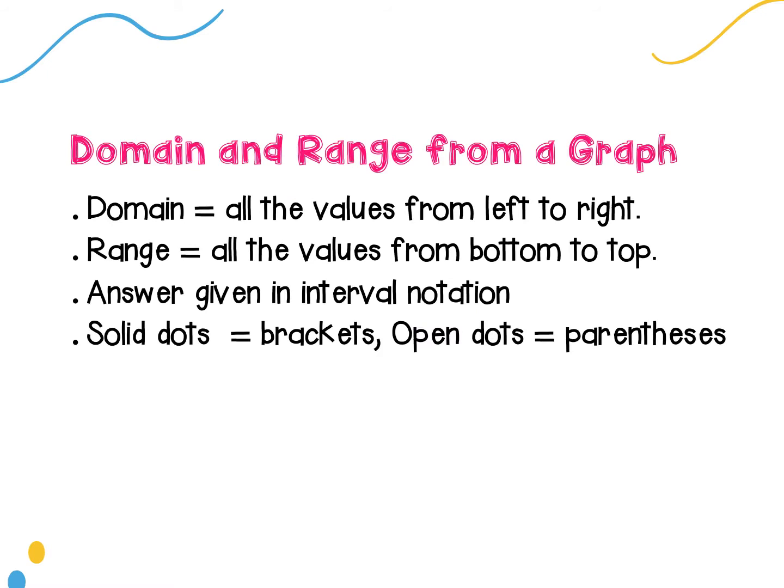So the domain and range from a graph, we did domain from an equation, which is algebraically. We did domain from a set of points, which is all the x values. When you do domain and range from a graph, you're looking at the values that are covered on your graph for domain from left to right and for range from bottom to top. The answer is given in interval notation. Solid dots are like brackets. Open dots are parentheses because you can't include those points. Arrows would be infinity. An arrow to the left would be negative infinity, or an arrow down, if you're doing range, would be negative infinity. An arrow up or right would be positive infinity.